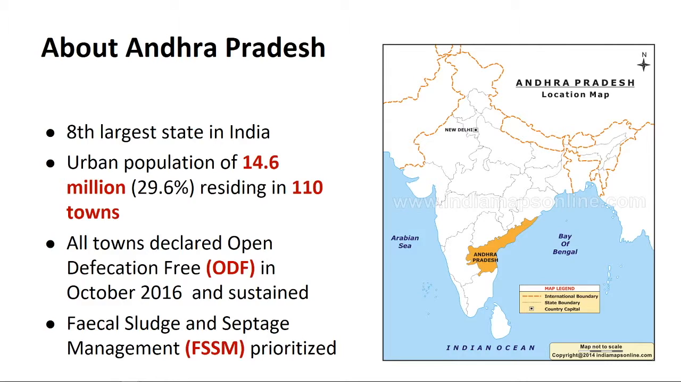In October 2016, all the urban towns were declared ODF, which is open defecation free, and the Chief Minister, who happens to be leading the subgroup on Swachh Bharat at the national level, has prioritized FSM in the state. So the state, since 2016, has been thinking in terms of not just open defecation free, but going beyond. And that has really helped put the state on a trajectory of FSM, and it's one of the leading states in terms of implementation of FSM.